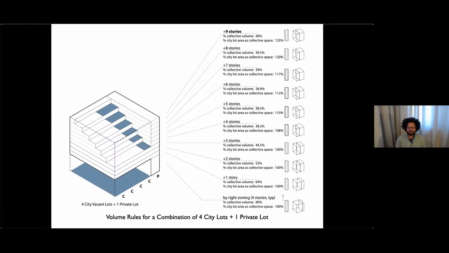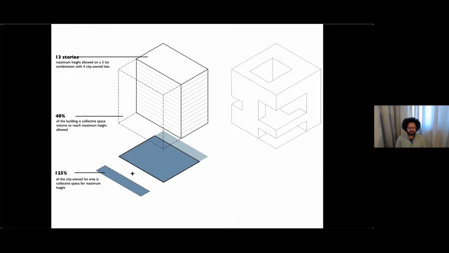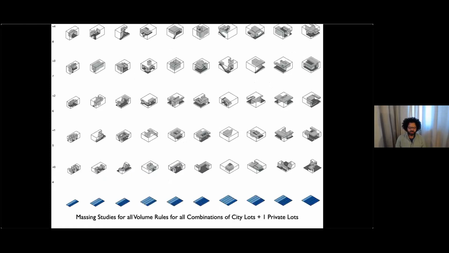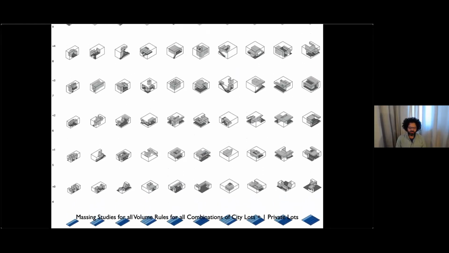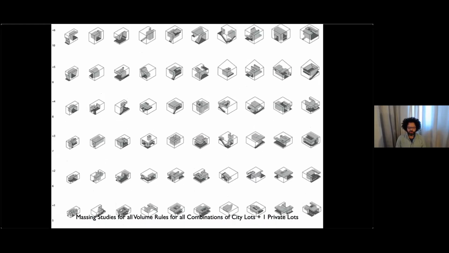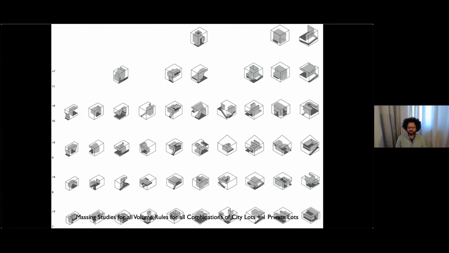And then as you exceed 7 stories, you would actually have to begin to provide additional collective space based on desired height. And that's both in surface area and volume. So in this combo, if you went to the max, you would end up with the equivalent of 5 lots of surface area that equals the collective space, and a volume of collective space that's about 40% of the building. These just quickly are variations for each of the rules in terms of a possible massing that could take place.